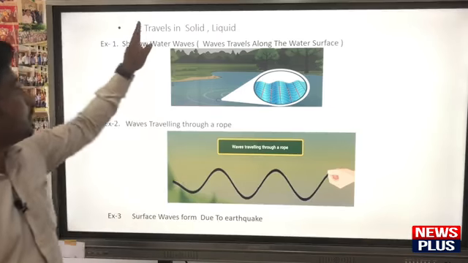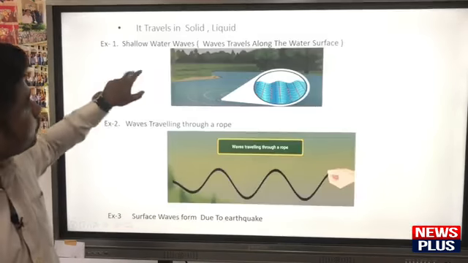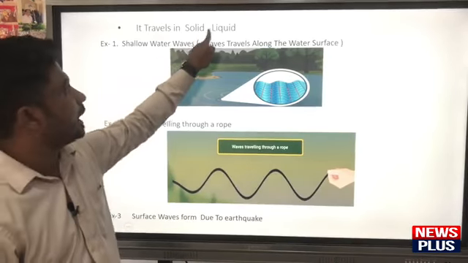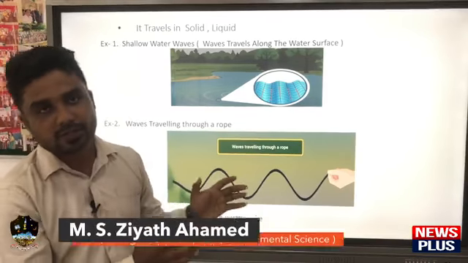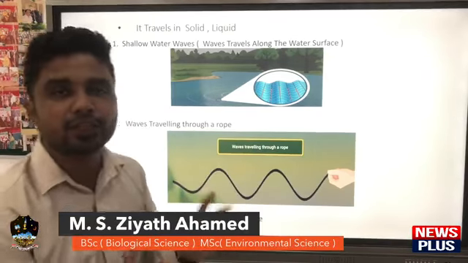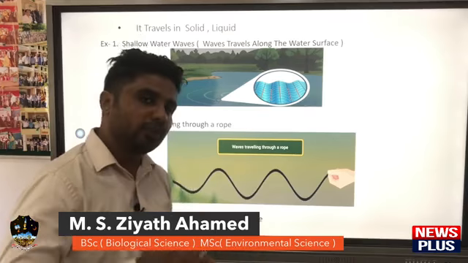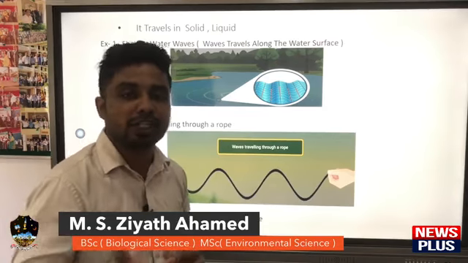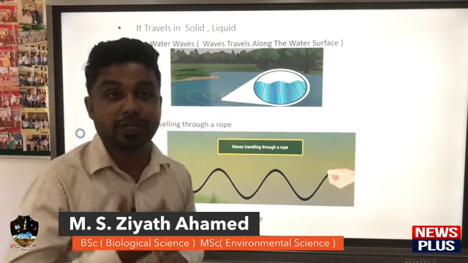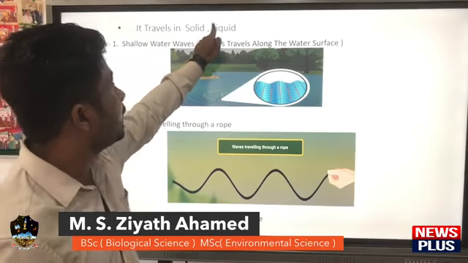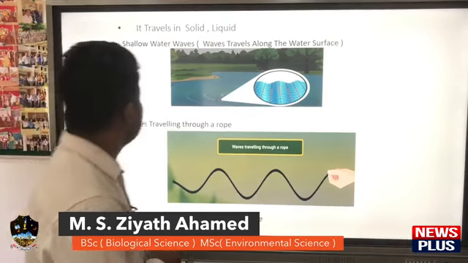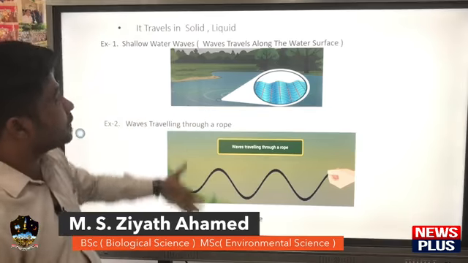It travels in solid and liquid. Transverse waves commonly travel in solid and liquid. So you may think it cannot travel in a gas or air, but mainly it travels in solid and liquid. These are examples of transverse waves.